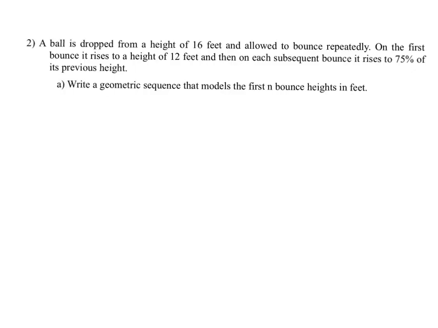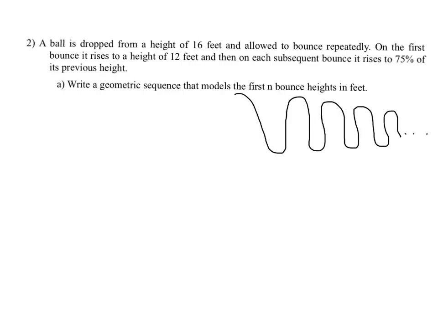Okay, a ball is dropped from a height of 16 feet and allowed to bounce repeatedly. On the first bounce, it rises to a height of 12 feet, and then on each subsequent bounce, it rises to 75% of its previous height. So it starts off going down 16, and up 12, down 12, up 75% of 12, down 75%, pretty much all the way across like that.